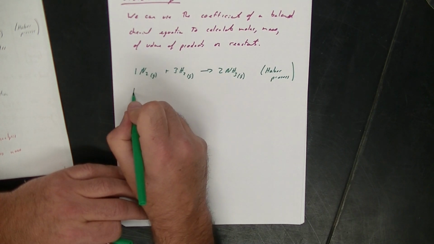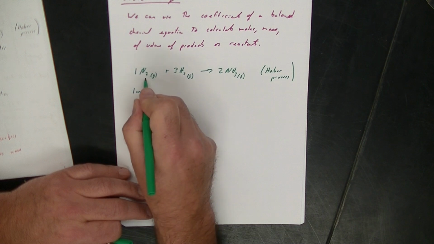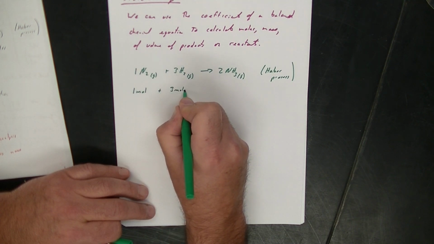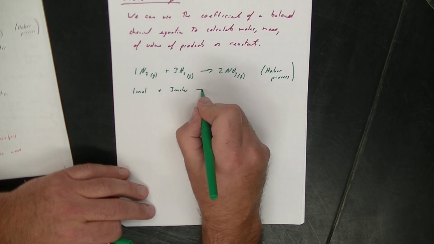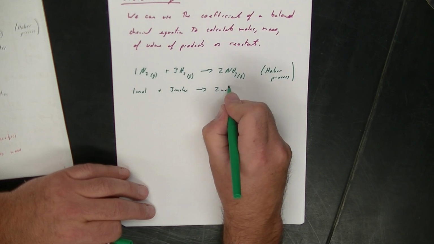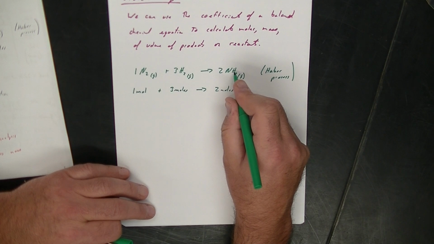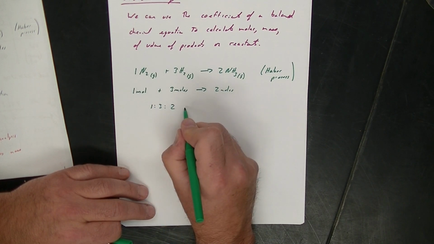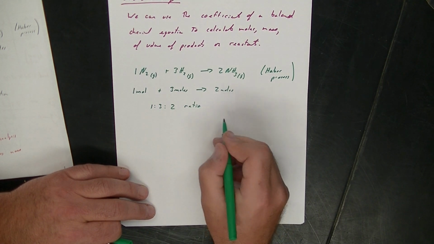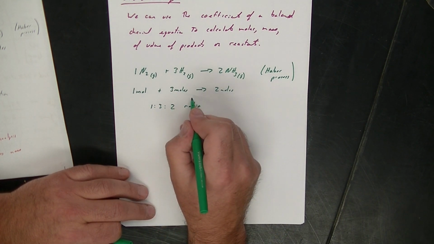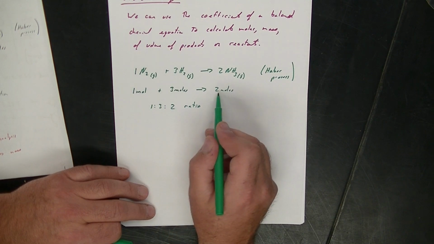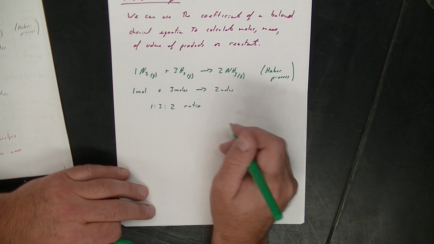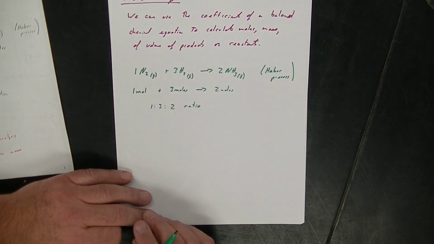So what this is really saying is 1 mole of N2 reacts with 3 moles of H2, and it will produce 2 moles of NH3. So it's a 1 to 3 to 2 ratio. We can use this ratio to figure out different amounts that are made or used up, because that ratio is always constant.